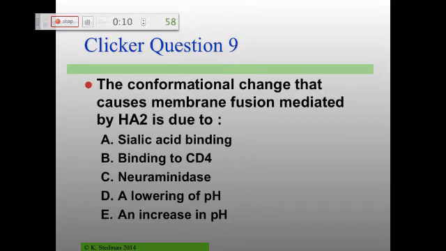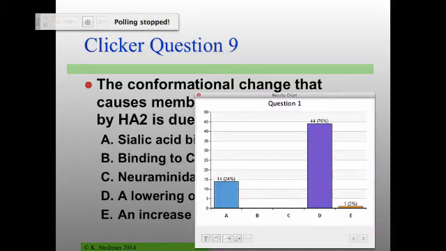This is counting down, by the way. So nobody liked binding to CD4 because it's the receptor to HIV. Thank you. Co-receptor, actually there are two of them, which go with that.